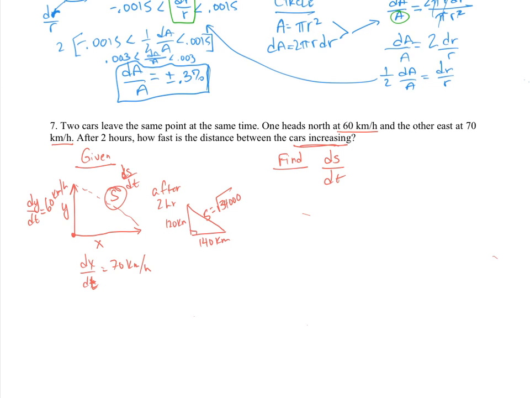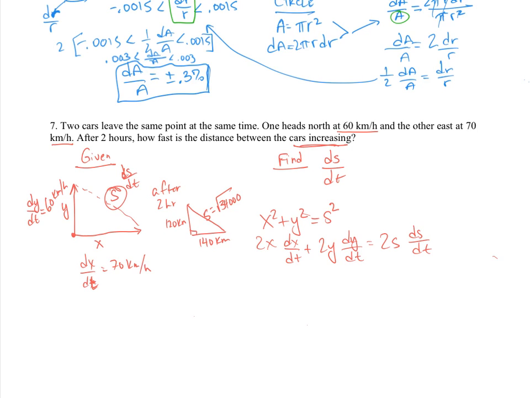All right, let's see what we could do. Well, our basic equation that we know under our givens is the Pythagorean theorem. So x squared plus y squared equals s squared. At this point, we want to implicitly differentiate. So we end up with 2x, x prime, which I will write as dx dt, plus 2y, y prime, which I will write as dy dt, equals 2s, s prime, which is our ds dt.